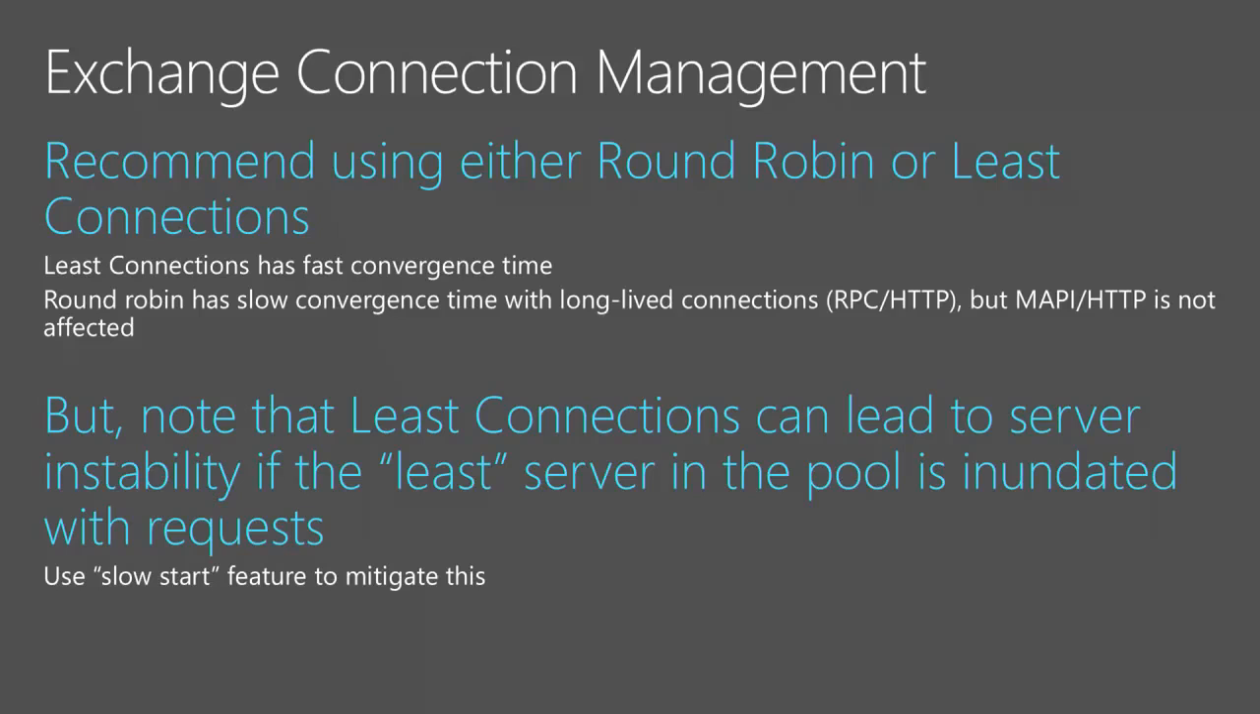So for that reason, if you're using leased connections, you want to make sure that your load balancer also has a feature. They go by different names. Sometimes they're called slow start. Sometimes they're called ramp up, or warm up, something like that. Look for that kind of feature. If you have that kind of feature, then use leased connections because that will mitigate the instability that can result from a new server being inundated with requests. If your load balancer does not have that feature, then don't use leased connections, use round robin instead. Okay, so that would be our guidance there.